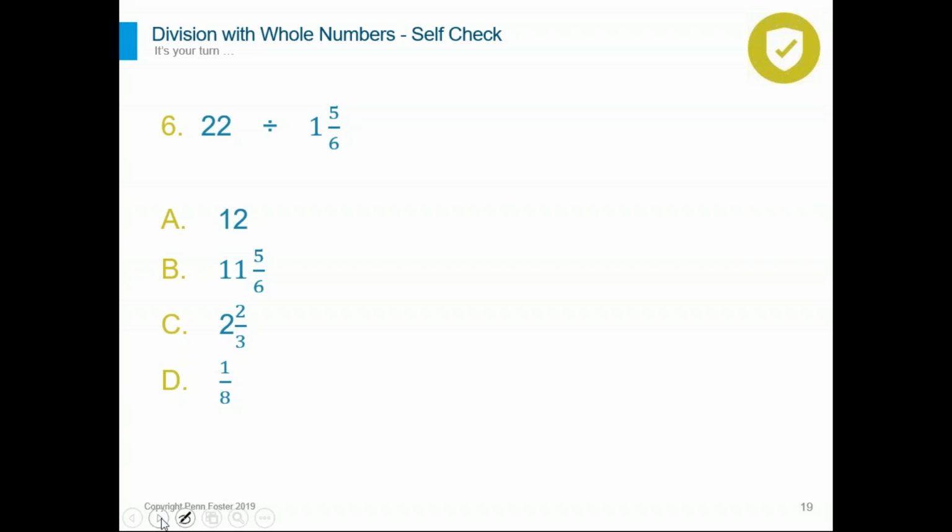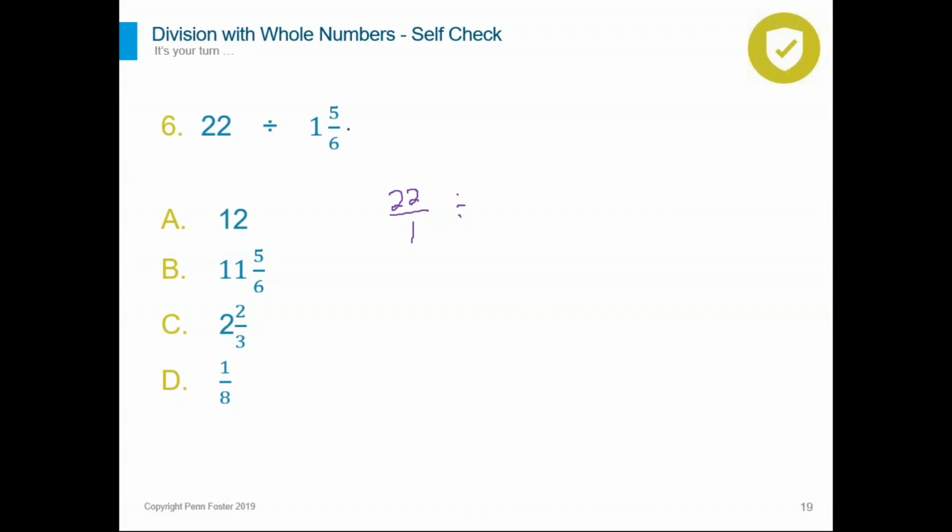Okay, let's do that together then. Well, 22 is a whole number. We're dealing with fractions, so I'm going to switch 22 to a fraction form. So I'm going to write it as 22 over 1. That's it. Divide. I'm not going to change anything to multiplication yet.